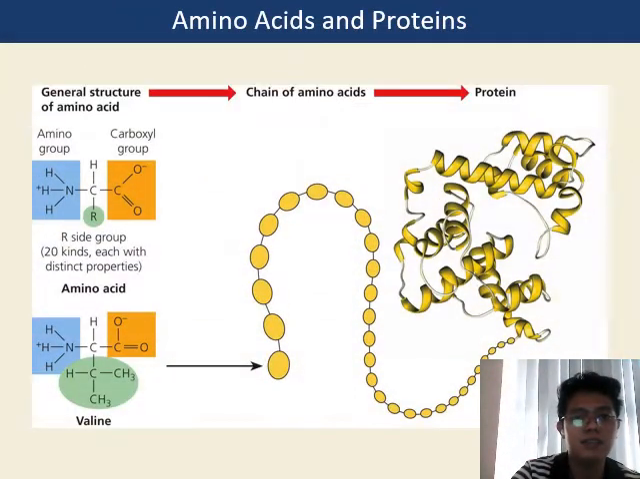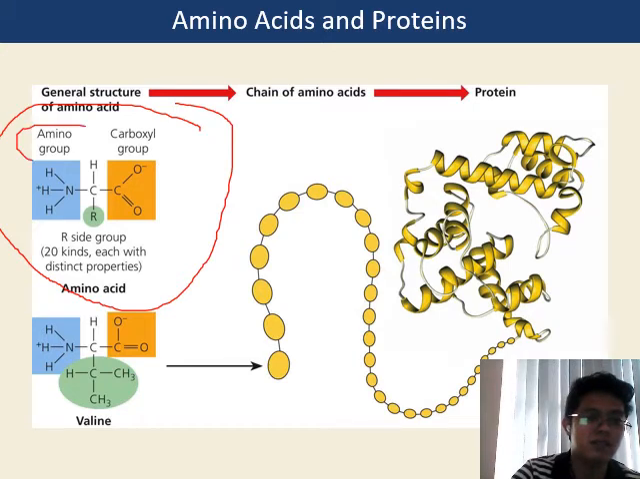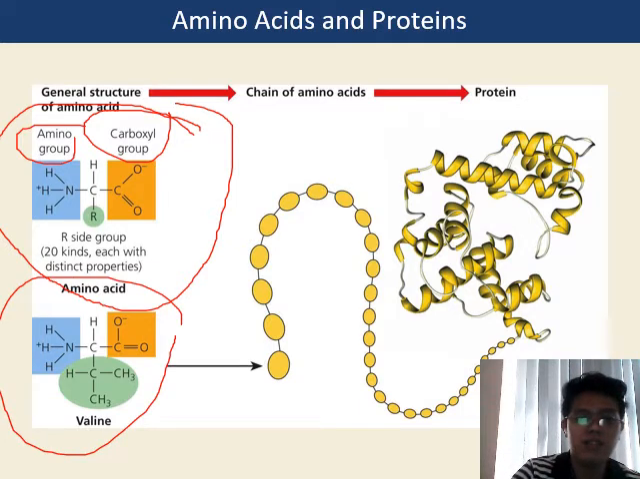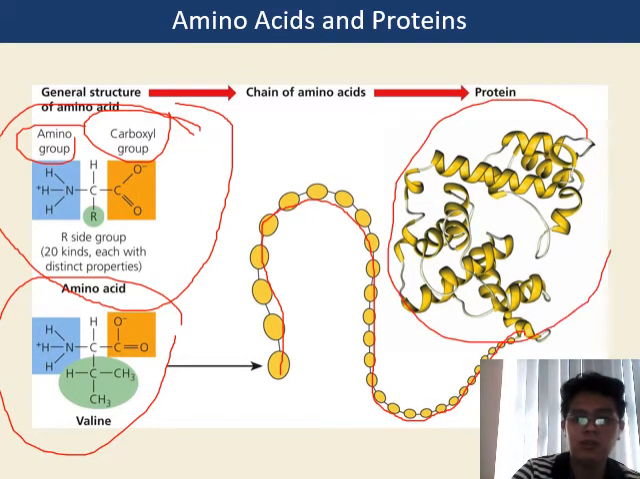Complex macromolecules like amino acids and proteins. So this is the structure of an amino acid. We have its amino group and its carboxyl group, and also a valine. So the chain of amino acids, this one is what makes up a protein.